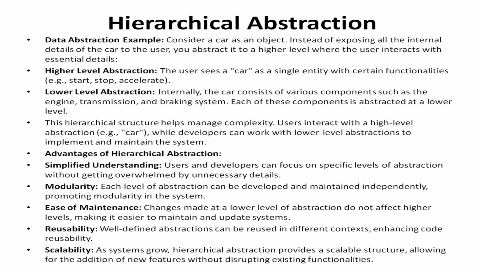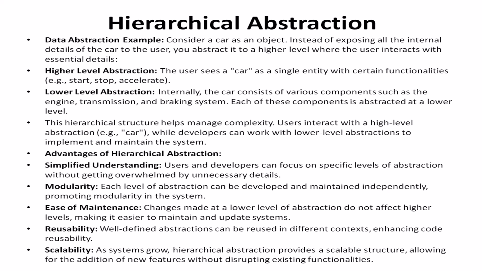Lower level abstraction: internally, the car consists of various components such as the engine, transmission, and braking system. Each of these components is abstracted at a lower level. This hierarchical structure helps manage complexity. Users interact with the high level abstraction, while developers can work with the low level abstraction to implement and maintain the system. Advantages of hierarchical abstraction are simplified understanding.